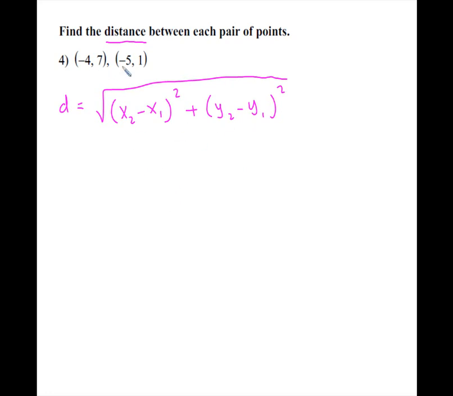Now remember I told you the order that you subtract the x's actually doesn't even matter. It doesn't matter the order that you subtract these x's, x1, x2.